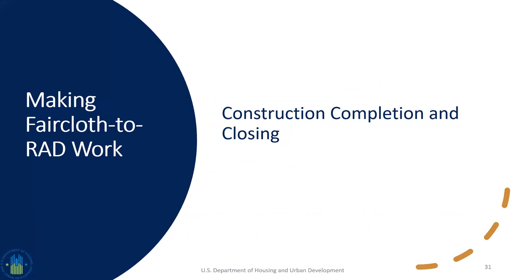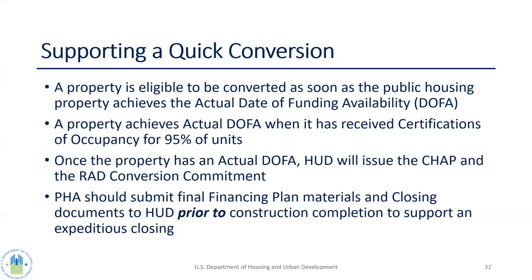Moving on to the construction completion and closing steps. The fundamental constraint or premise we have in Faircloth-to-RAD conversions is that a property is only eligible to be converted as soon as the property is actually public housing. And it's public housing when it reaches its date of funding availability, or DOFA. The DOFA is achieved when it has a certificate of occupancy on 95% of the units.